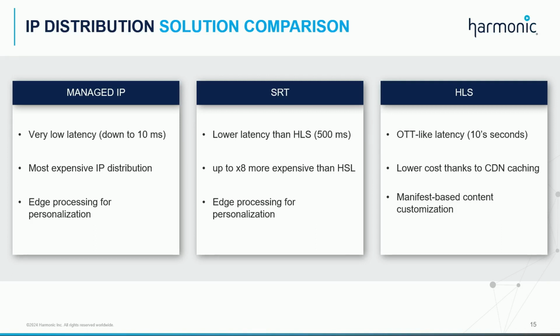And when it comes to HLS, CDN-based HTTP protocol usage, you have OTT latency, so typically above 10 seconds. That's the cheapest mechanism in terms of delivery. And you can have a very cost-effective manner to personalize your content thanks to manifest manipulation possibilities.